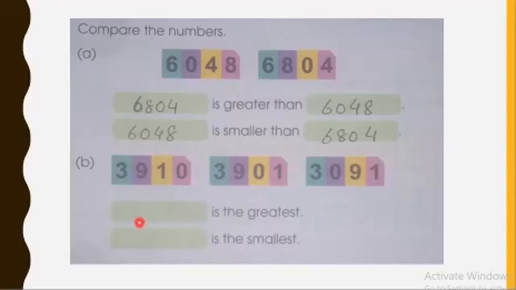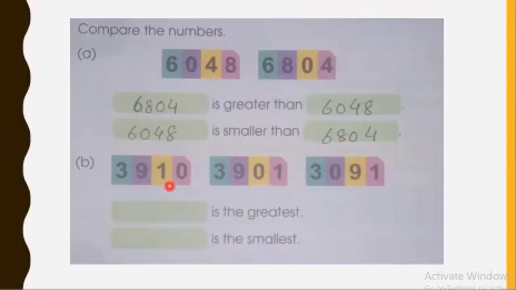The first question is: dash is the greatest. They are talking about the greatest number in these three boxes of numbers. So let's compare it. 3, 3, 3. All three are at the thousands place. We need to move on to the hundreds place. 9, 9, 0. Now this is the smaller value. They are 9 and 9 and it has 0. So leave this box for a while.